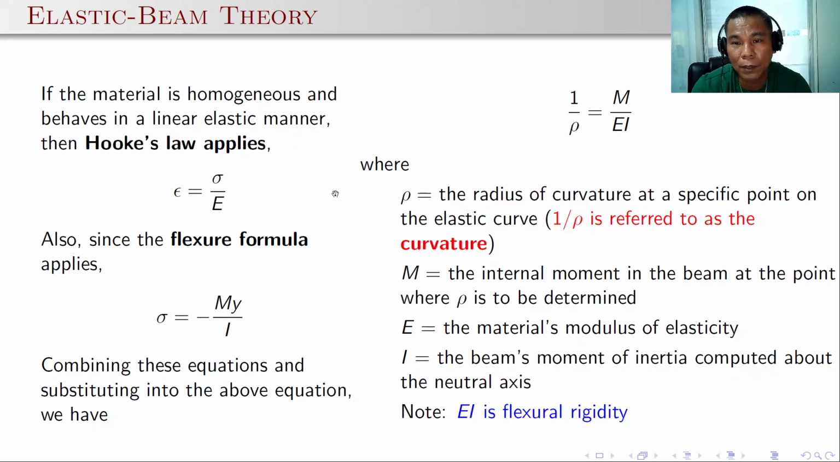So by substituting that value, it will result to 1 over rho is equal to M over EI. Take note, rho is the radius of curvature at the specific point on the elastic curve, but the ratio 1 over rho is referred to as the curvature, where M is the internal moment in the beam at the point where rho is to be determined, E is the modulus of elasticity of the material, and I is the beam's moment of inertia computed about the neutral axis. Remember, the product EI is a flexural rigidity, and this is always a positive term.